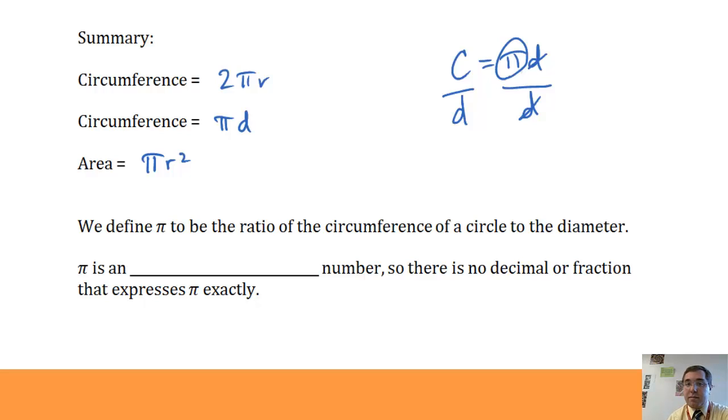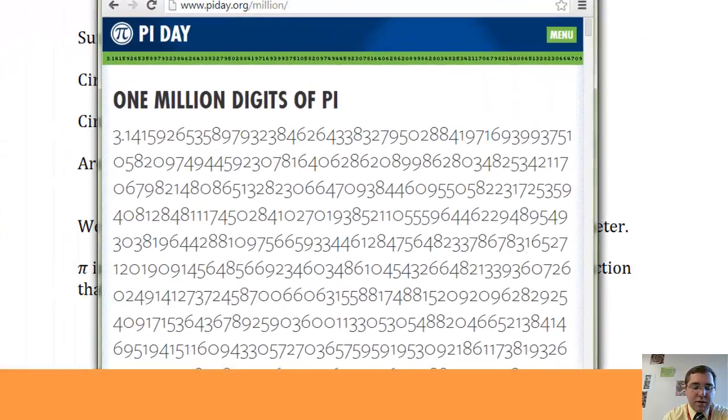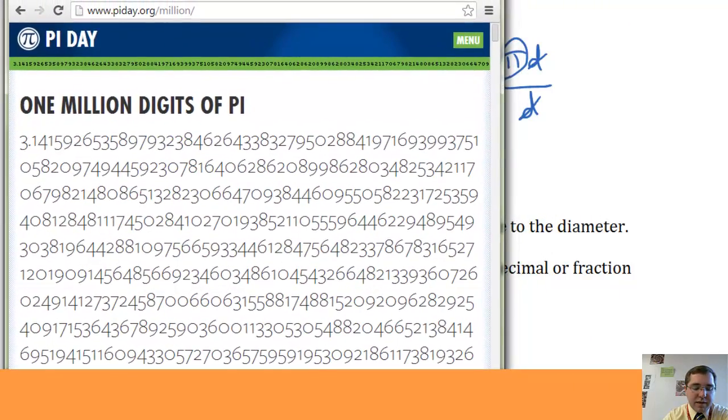Pi is a number. It's an actual number, but it's an irrational number. Irrational because it's not rational. Rational numbers are the numbers that can be written as fractions. Pi cannot be written as a fraction. There is no fraction that expresses pi exactly, and there is no finite decimal that expresses pi exactly. We can only get closer and closer to pi. And in fact, mathematicians are still trying to get a better and better approximation of pi.